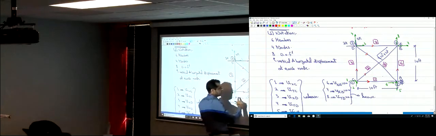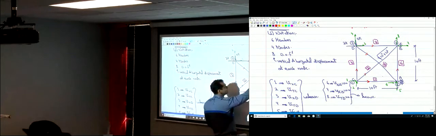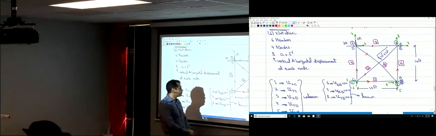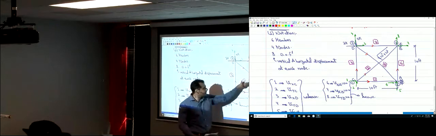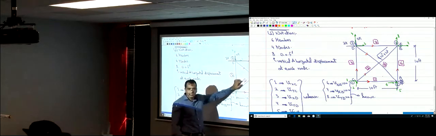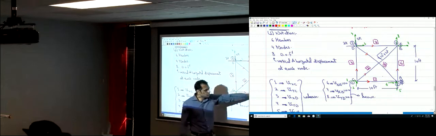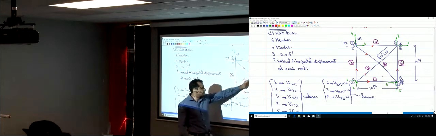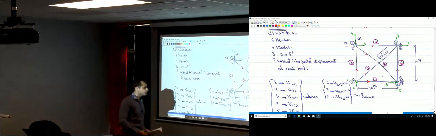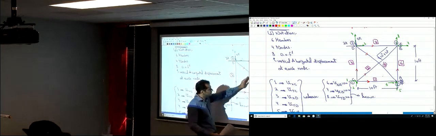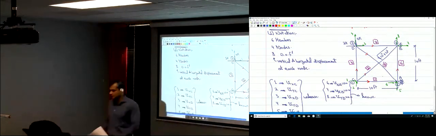So the length of the member is square root of 10 squared plus 10 squared, so it's 10 square root 2. EA is constant, and then how much is theta? That's the local x direction from the start to the end. Theta is measured from the global x direction to the local x direction. So how much is that? 45 degrees. Is it positive 45 or negative 45? Counterclockwise is positive. So it's positive 45 degrees.